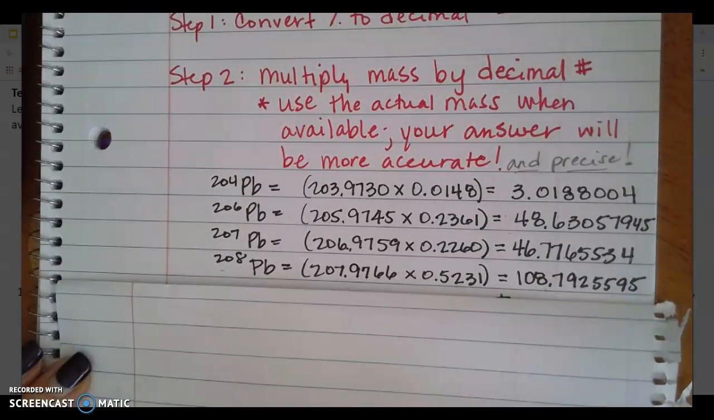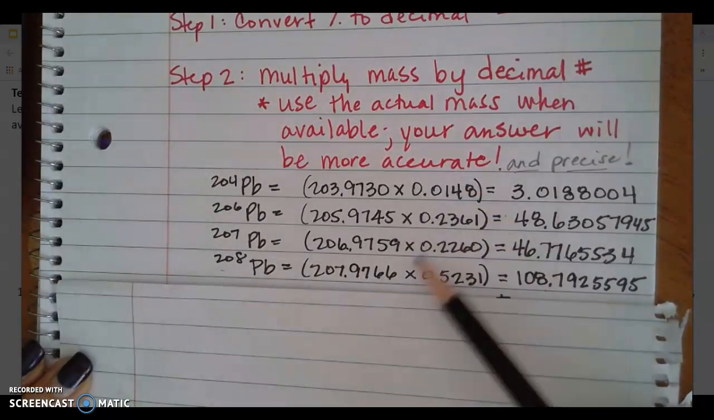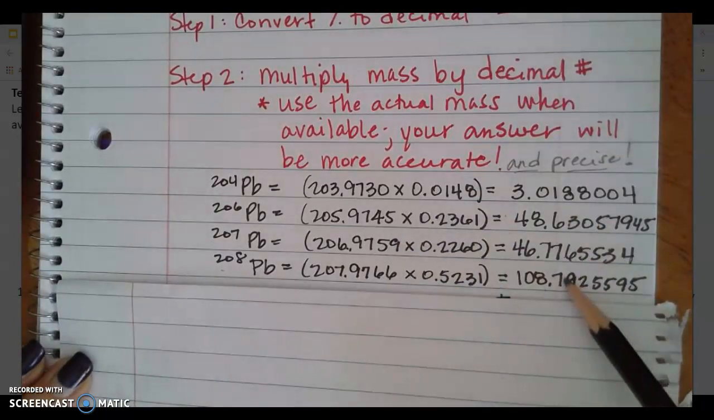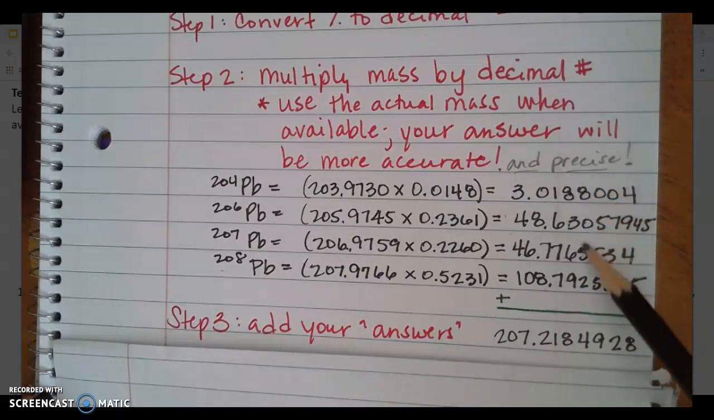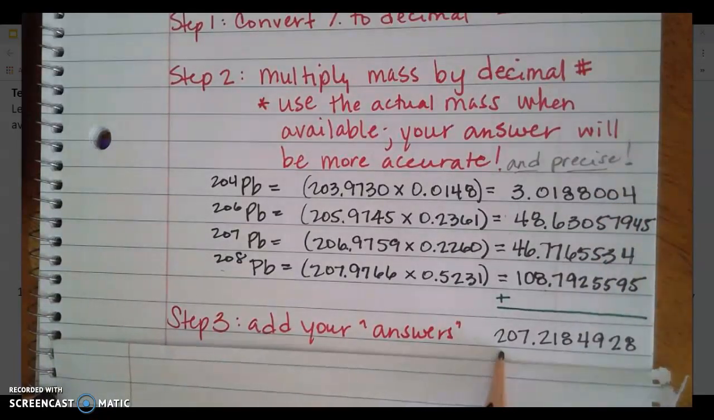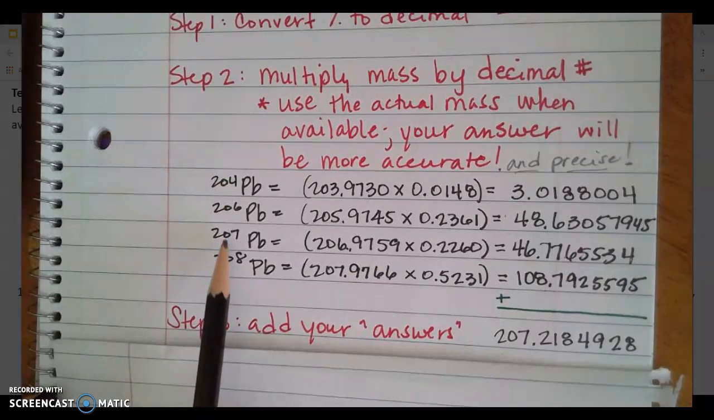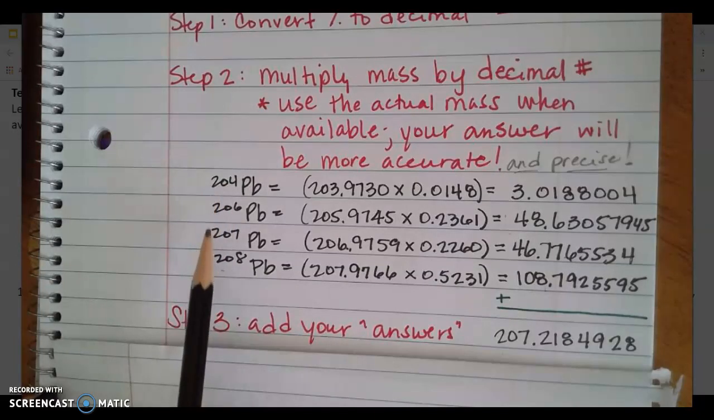Alright, so then the next step, after you've multiplied all of these numbers out and gotten those answers, we now, yes, add up our answers. And if we add all of those up, we're going to get 207.2184928. Okay, does this number fit in between the numbers that we said originally? And it does. So because of that, we now know that this answer is an acceptable answer.